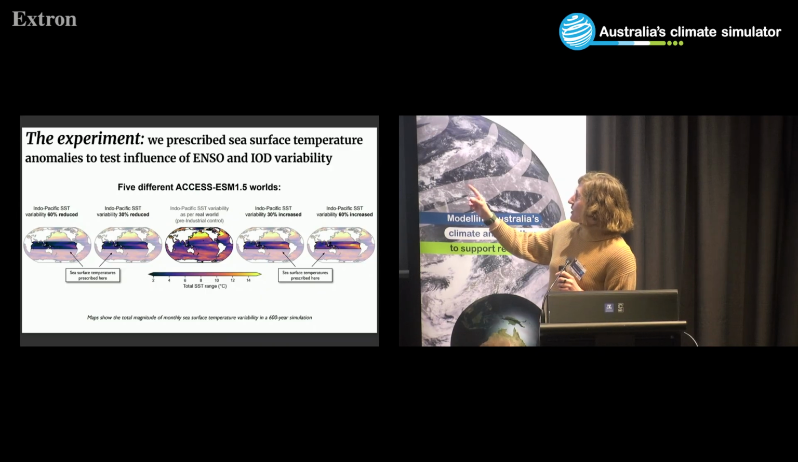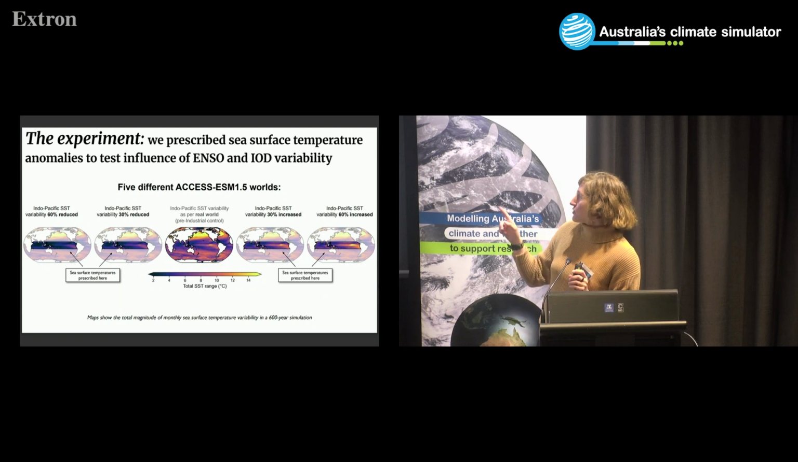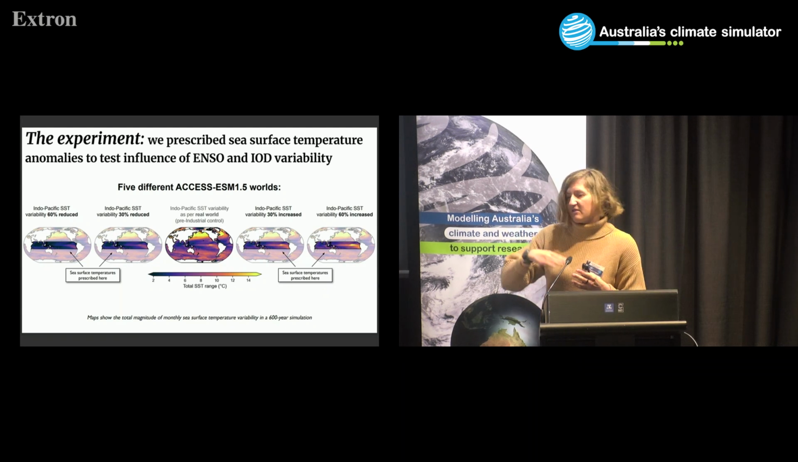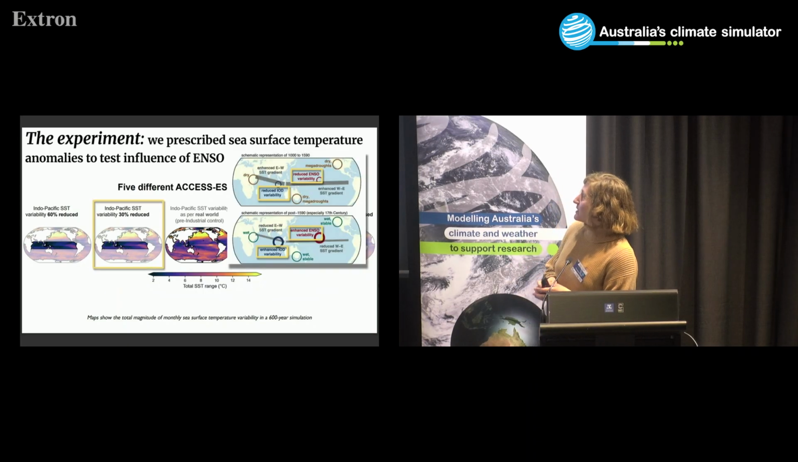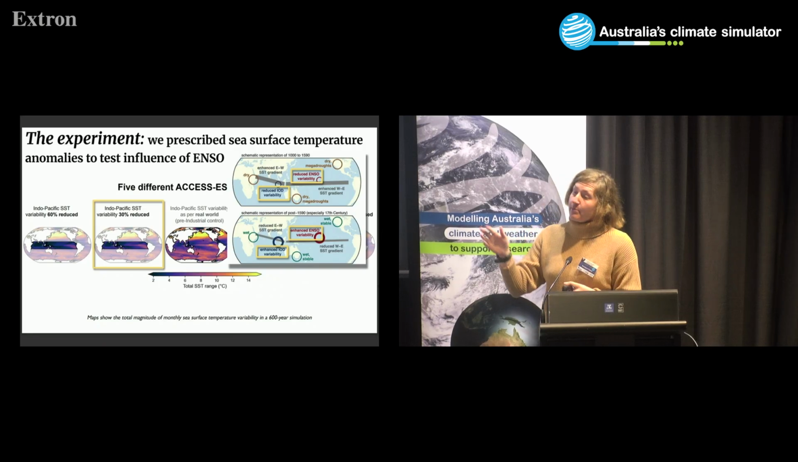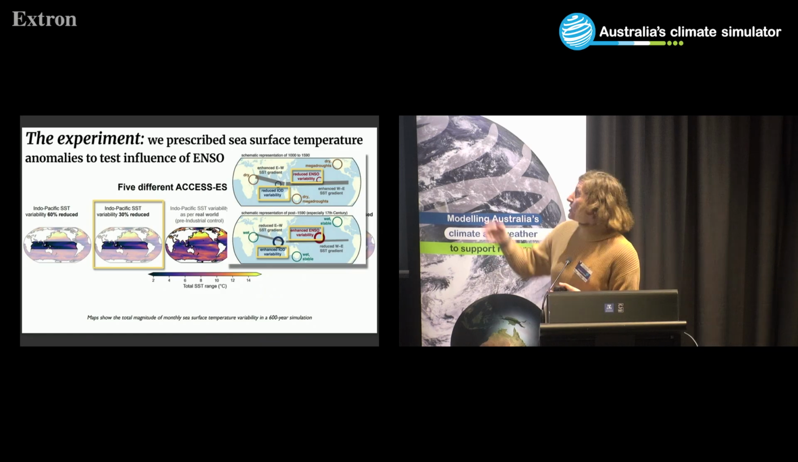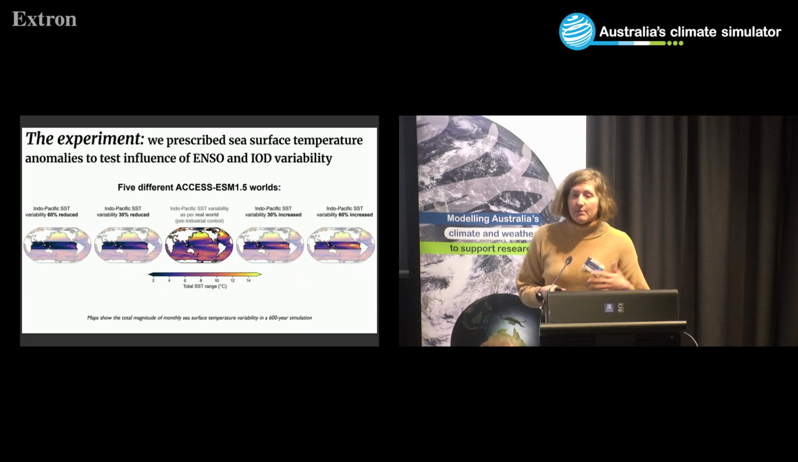Here I'm showing a summary of the 4 experiments that we ran compared with the control. In the middle, the plots just show the total range of monthly sea surface temperatures. For example, here is where we reduced the magnitude of Indo-Pacific sea surface temperature variability by 30% compared with the control, so notionally the equivalent of the first half of the last millennium. But we also decreased the variability by 60%, like on the left, and increased it by 30 or 60%. And we ran each of these simulations for 600 years.